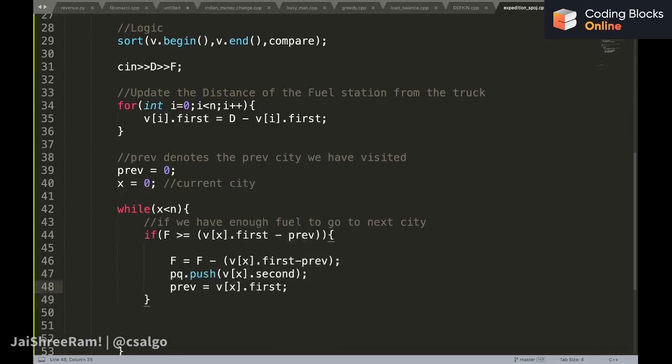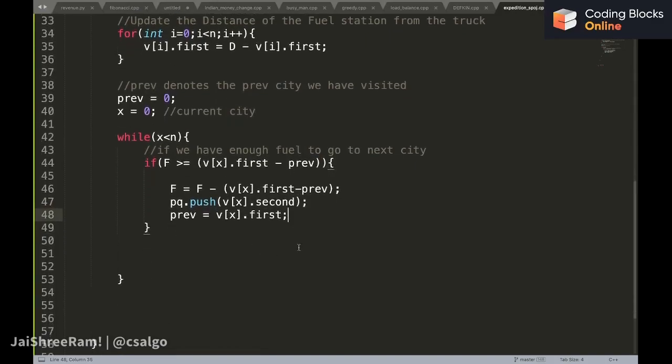So we have actually reached the first city and we have updated our, okay, so what we have done is we reached this particular city, that is my first fueling stop, and to reach it I needed 10 units of fuel. So the capacity of the truck that was 10 is now reduced to 0, and to my priority queue I have added this fueling stop which offers, let's say, 5 units of fuel. So priority queue now contains number 5, and I now say okay, now we are standing at this location, so this is my previous.